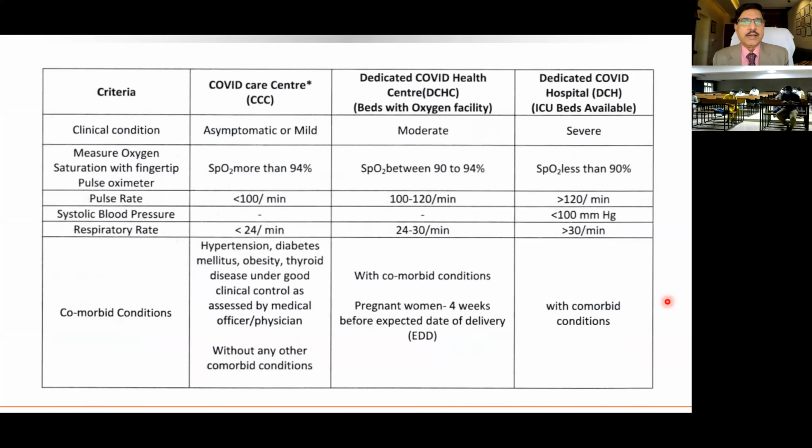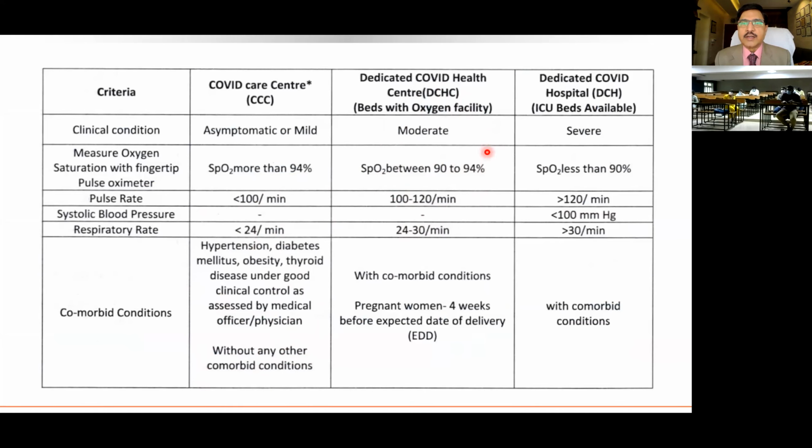Now, criteria for treatment, the COVID care center. Asymptomatic, mild cases are admitted, pulse rate is less than 100, respiratory rate is less than 24. They have other comorbidities, that is why they are admitted. If they don't have it, they are qualifying for home isolation. Here, dedicated COVID health center, DCHC. Here, desaturation is occurring. Tachycardia is there, desaturation is occurring.